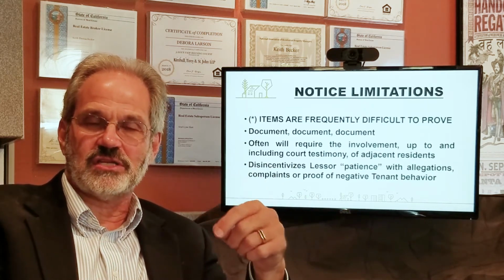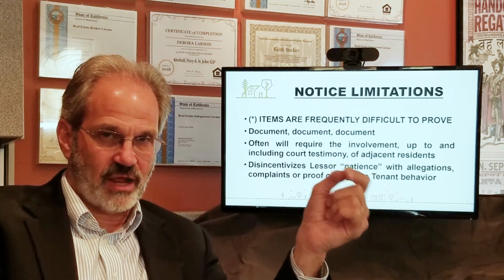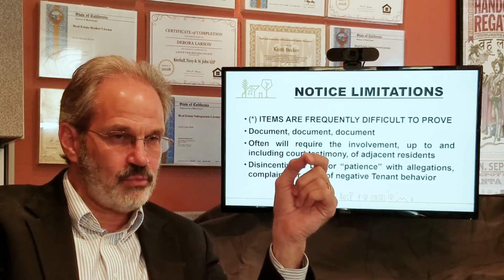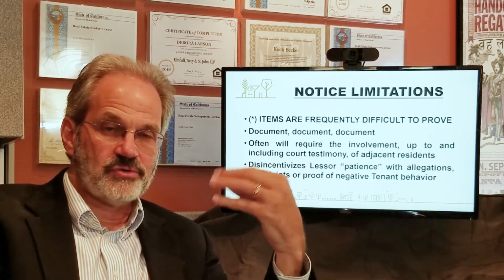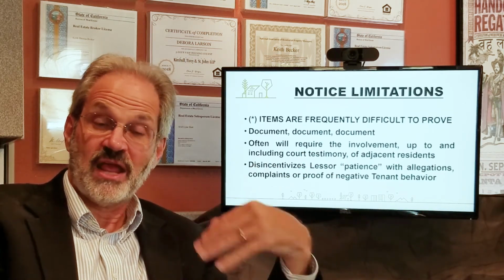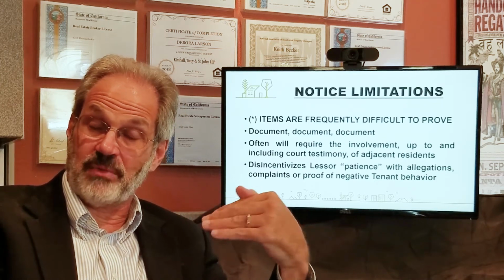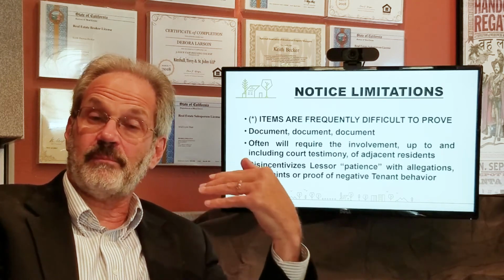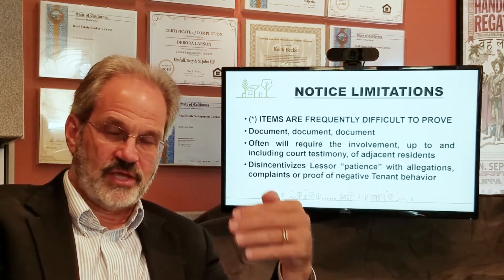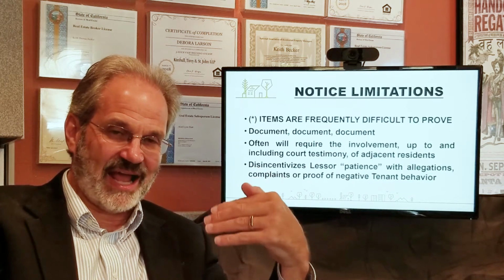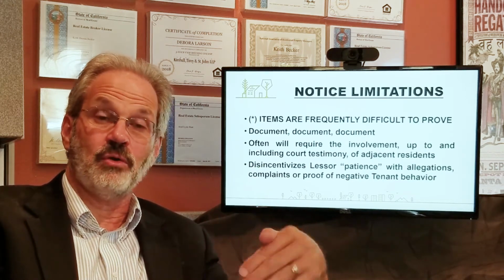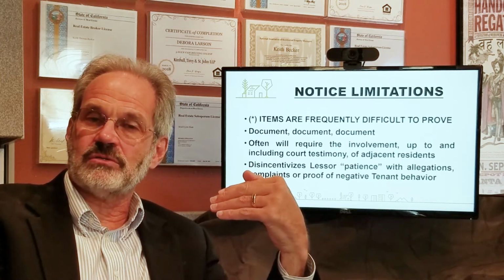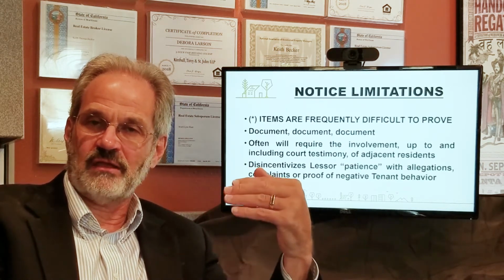And in instances where you have to prove these types of behaviors, it is entirely possible that you would be required to draw in those adjacent neighbors, those third parties, into what could conceivably be as much as a court case to declare witness for the bad behavior that's happening. This is one of the more problematic aspects of AB 1482 or any rent control law that includes a just cause eviction component.